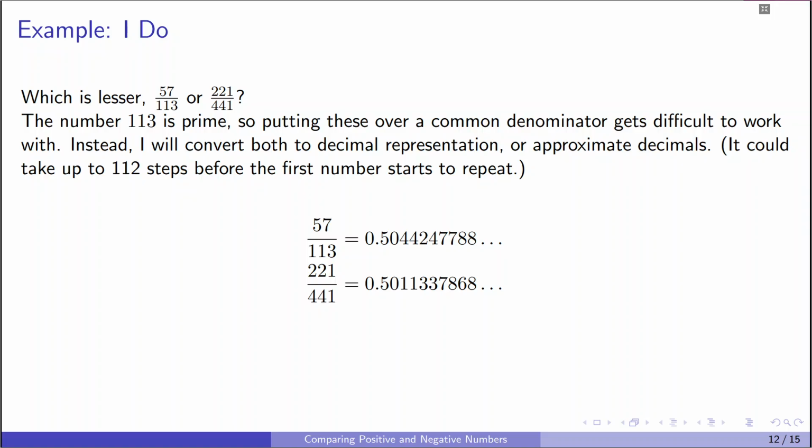Now we go left to right until we find the first digit that is different. So 0.50, and there it is. 504 versus 501. So 4 is greater than 1. So 0.504 is greater than 0.501. So 57 over 113 is greater than 221 over 441. Right? Our lesser number is that 221.